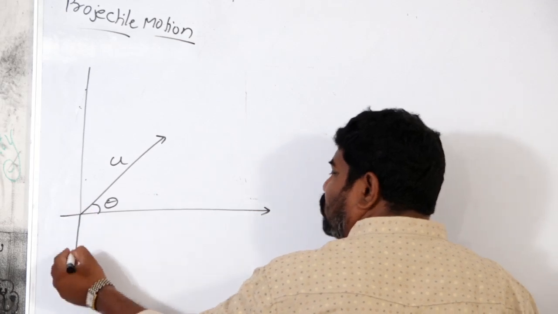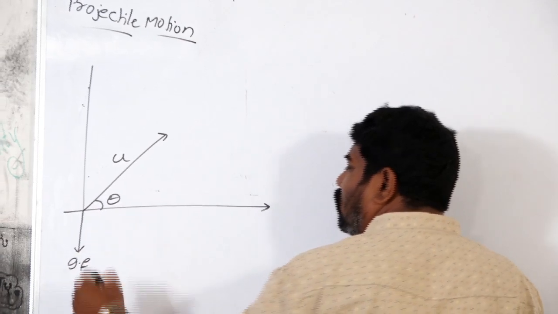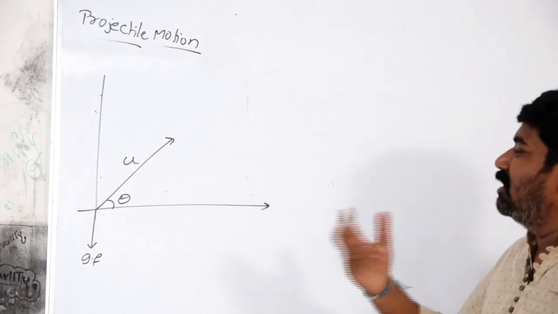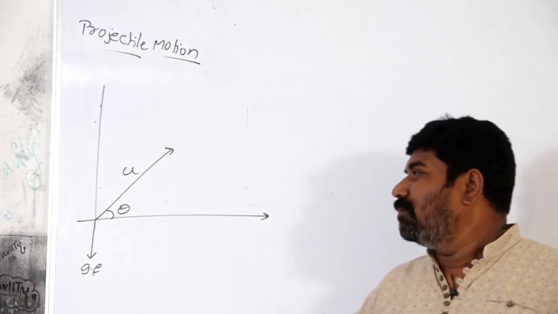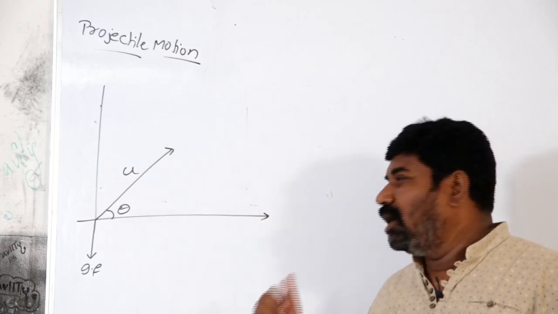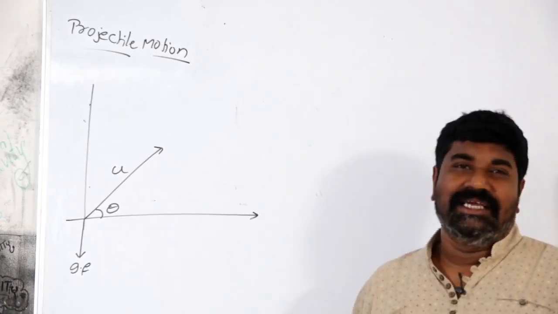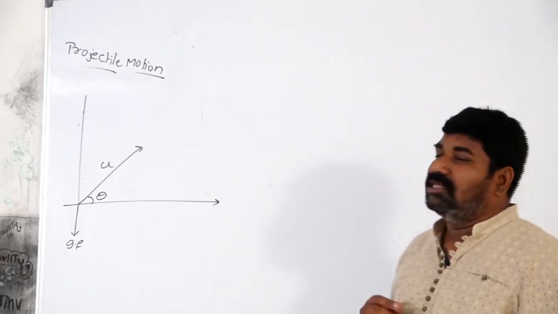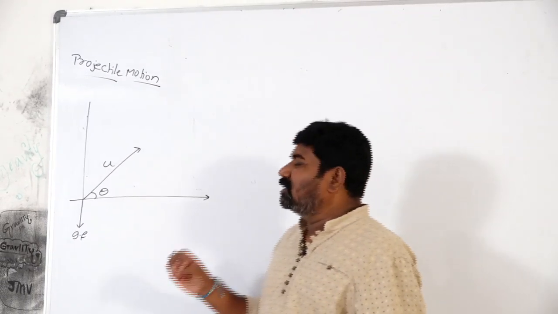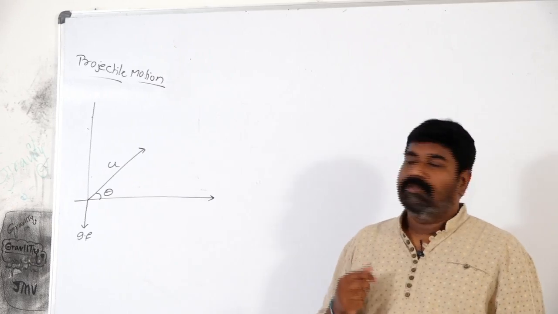Only gravitational field and moves in only gravitational field, then that is called the projectile motion. What is the projectile? If a body is projected at an angle theta with the horizontal other than 90 degrees and moves in only gravitational field, that is called the projectile. Now we are discussing what is the path of the projectile.